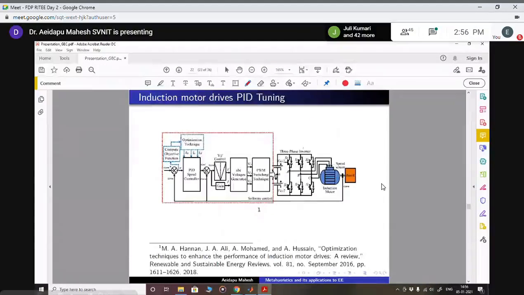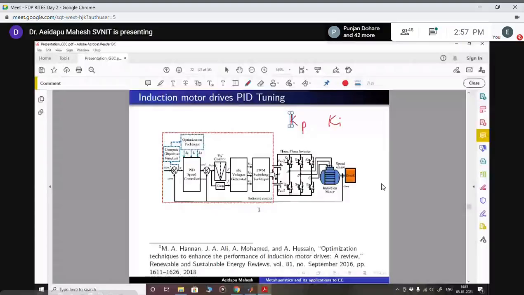Second, for the drives part here, you can utilize your metaheuristics to compute the objective function. Like here, to optimize the gains kp and ki in the PI controller. So tuning of the PI controller is also one of the important research areas, where you can tune these speed controllers by using different methods.